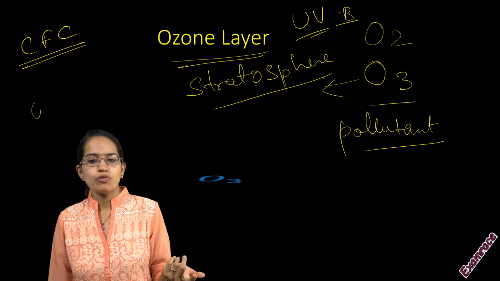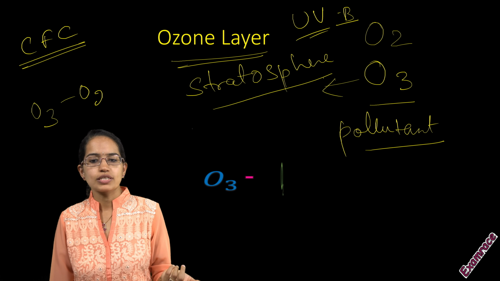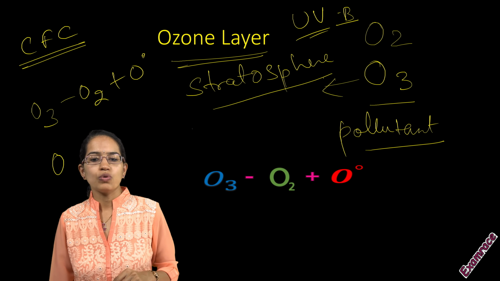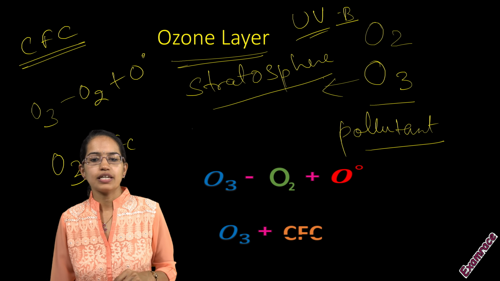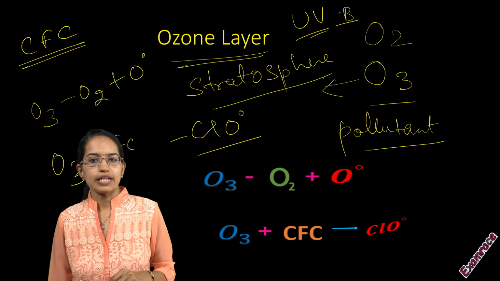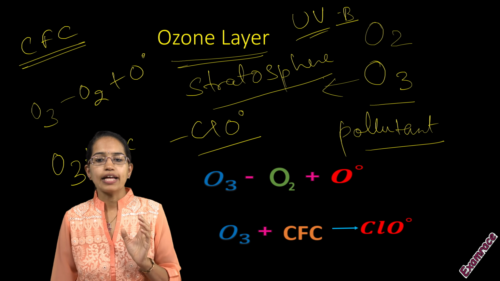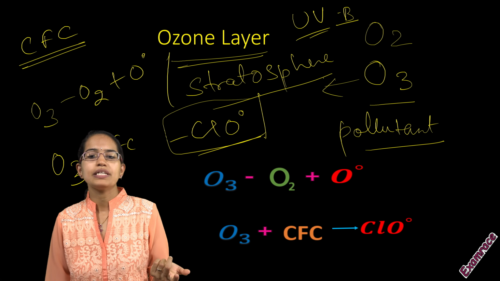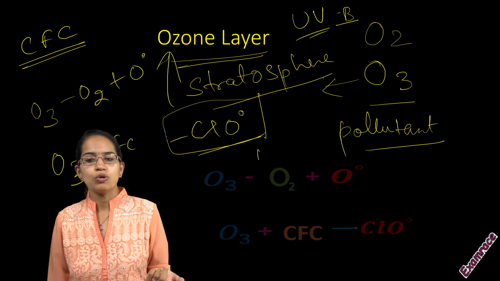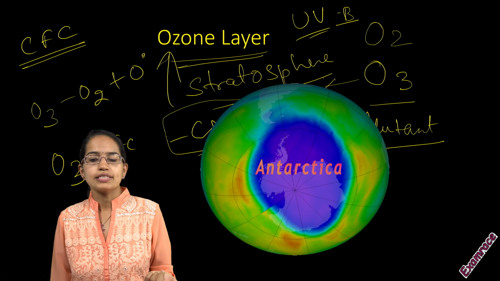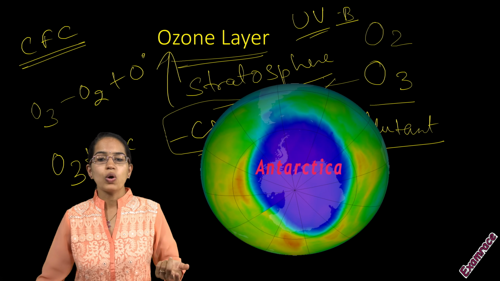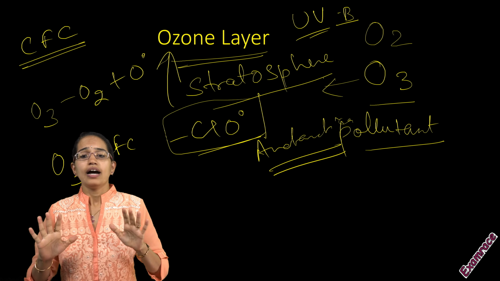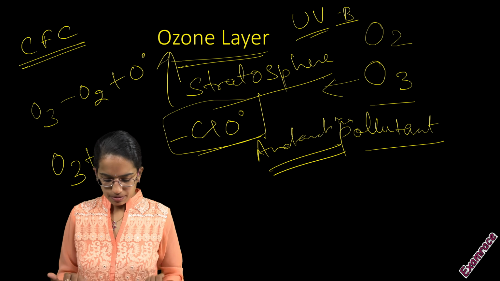Now ozone breaks down into oxygen and an oxygen free radical, but when this ozone reacts with CFC, it forms the ClO free radical, that is chlorine monoxide, and this basically is harmful to the ozone layer and it depletes the ozone layer. We have seen an ozone hole in Antarctica. That's a very recent example to understand the problem of ozone and is important from the environmental perspective.